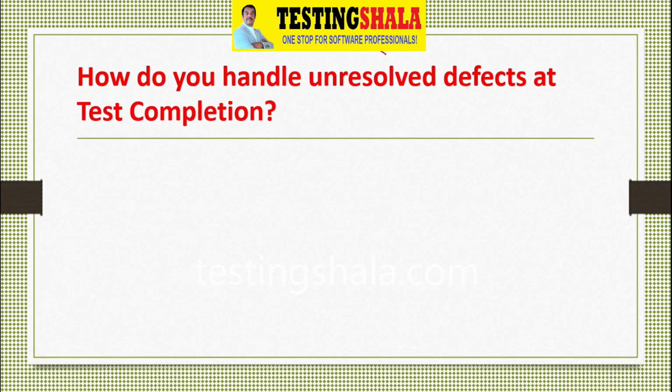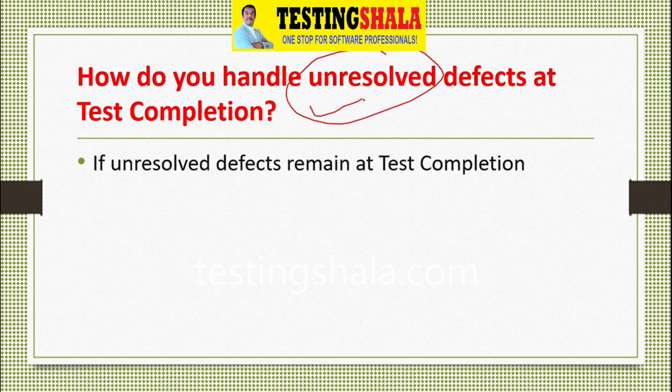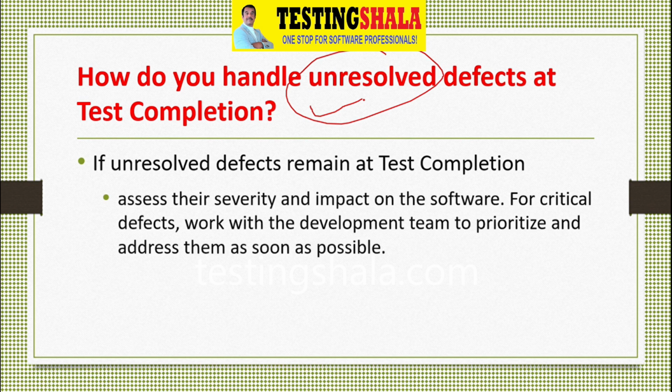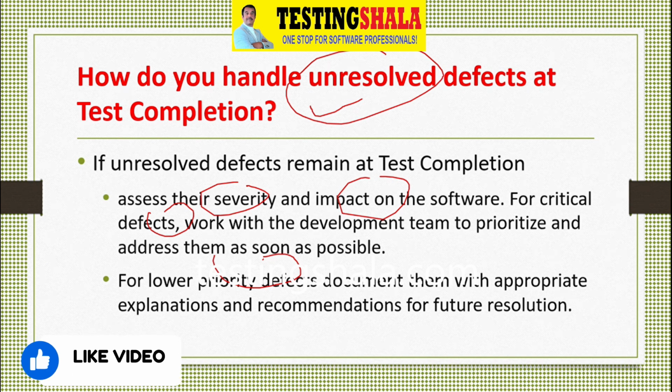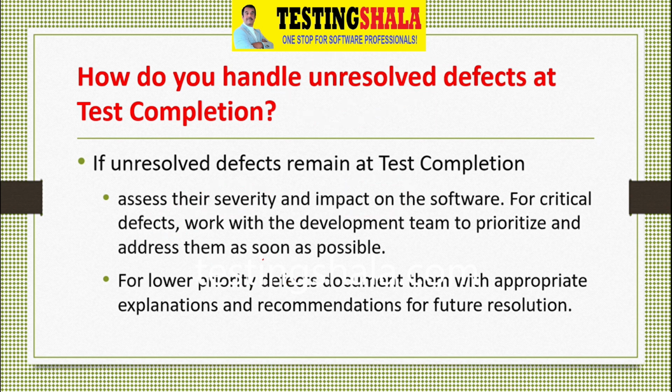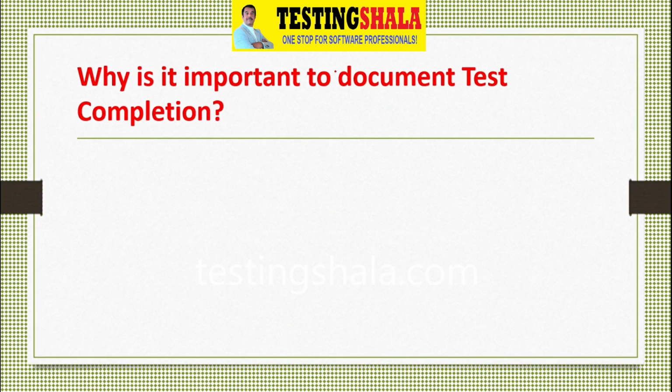How do you handle unresolved defects at the stage of test completion, especially if you have minor or trivial defects which are unresolved? We should assess the severity as well as the impact on the software. If it is really a critical defect, then we should work with the development team to fix it as soon as possible. If it is a lower severity or lower priority defect, then you should take appropriate action in terms of deferring it to future releases with the right explanation and right recommendation as well. You should document it.